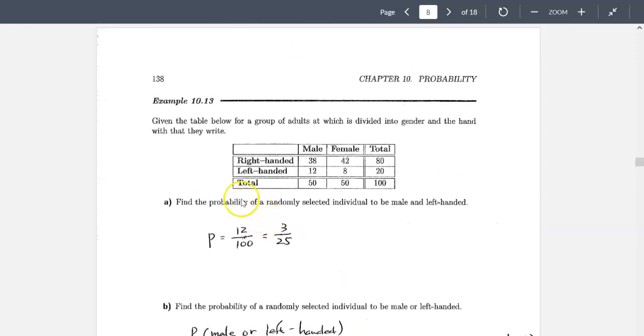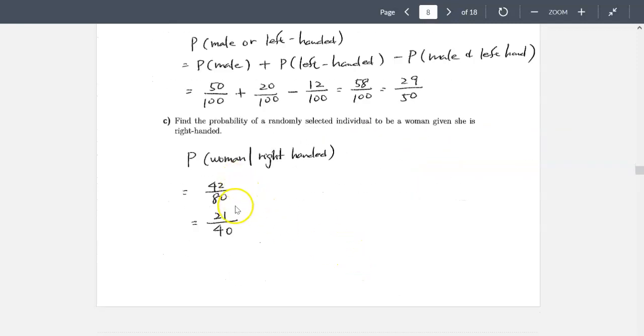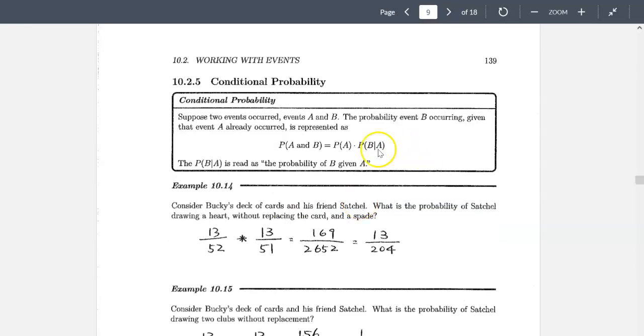Well, if you know it's already right-handed, then you're only looking at this first column here. You're not looking at over 100 because we already tell you someone is right-handed. Then it's got to be these 80 people. Then what are the chances out of those 80 people it's going to be a female? That's why it's 42 out of 80. So when you have a given that, you have to remember you're looking at the subtotal on the bottom, not the total. So here's a conditional probability.